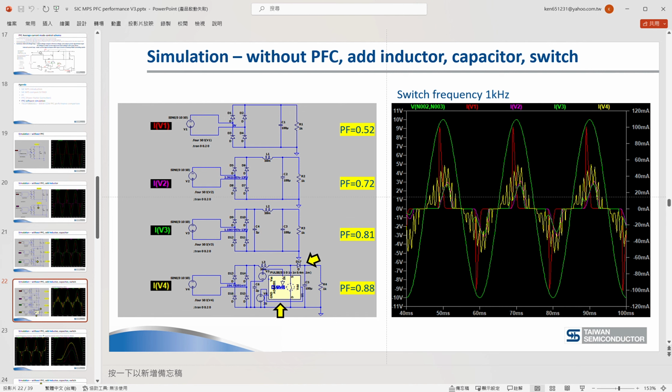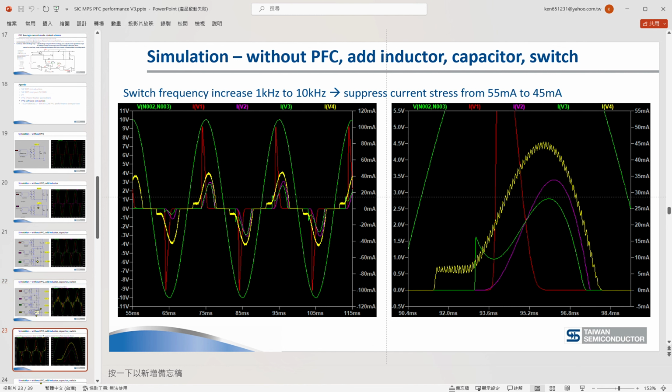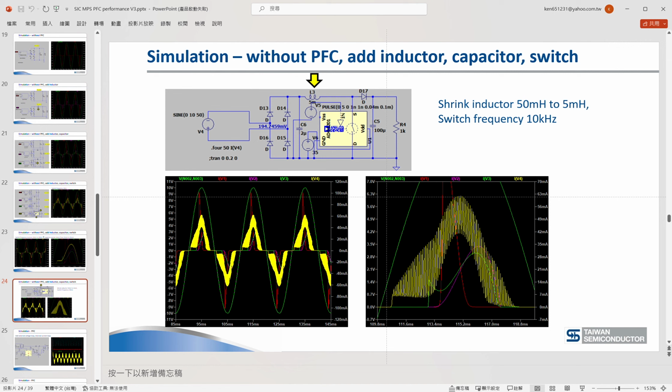So what if I speed up this switching frequency? We get the input current like this yellow line. It becomes more smooth, while keeping the power factor the same. Based on this, we can suppress the current ripple from the previous 55 mA to 45 mA. And based on this benefit, I can reduce the inductor size.